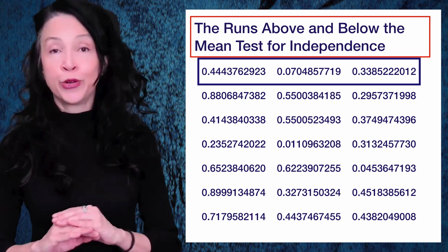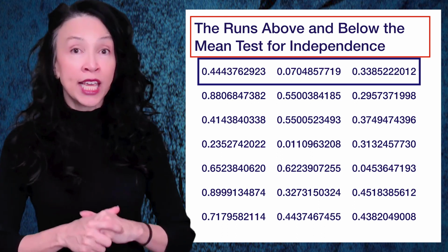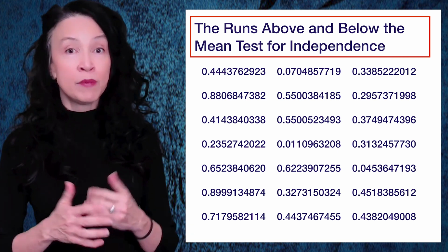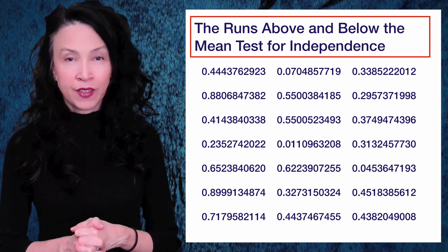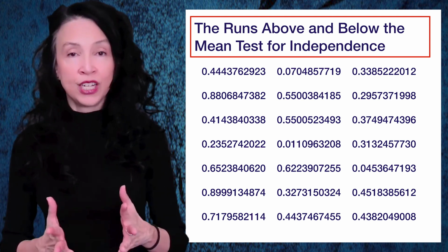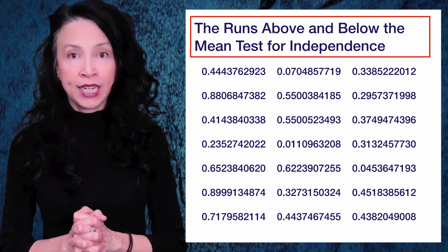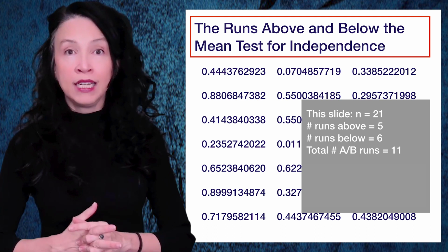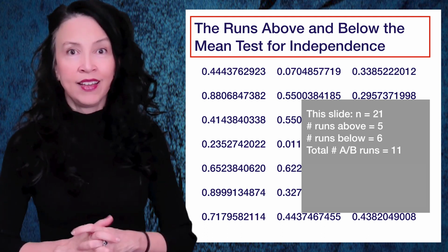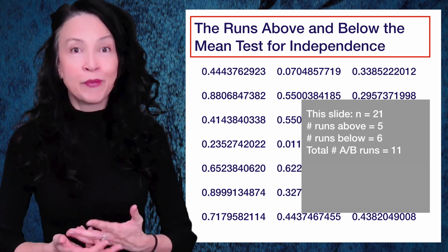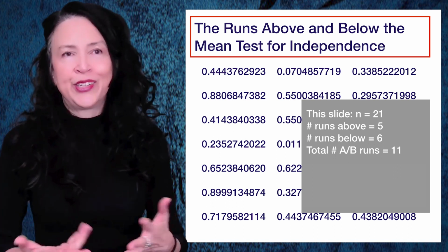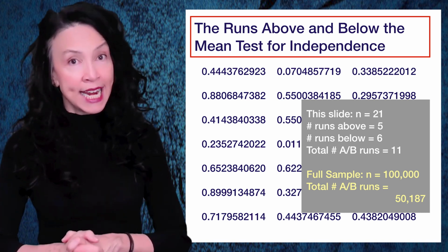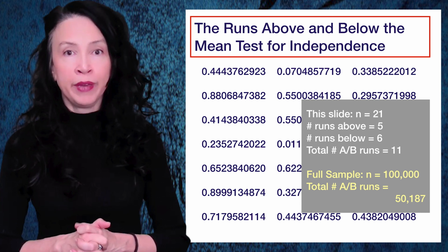For today's test, I actually don't care about the length of these runs at all. I just care about the number of runs either above or below the mean that I can find in my full sample of size 100,000. So if you want to screenshot this just to check the count, I see on this screen a total of 11 runs, and there are 5 above the mean and 6 below the mean. And then for the other values in my sample of size 100,000 that I'm not putting on a slide for you, I got a total of 50,187 runs above or below the mean.